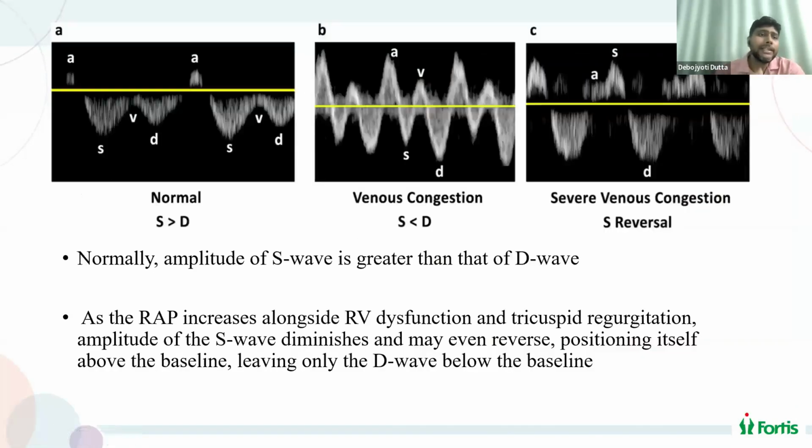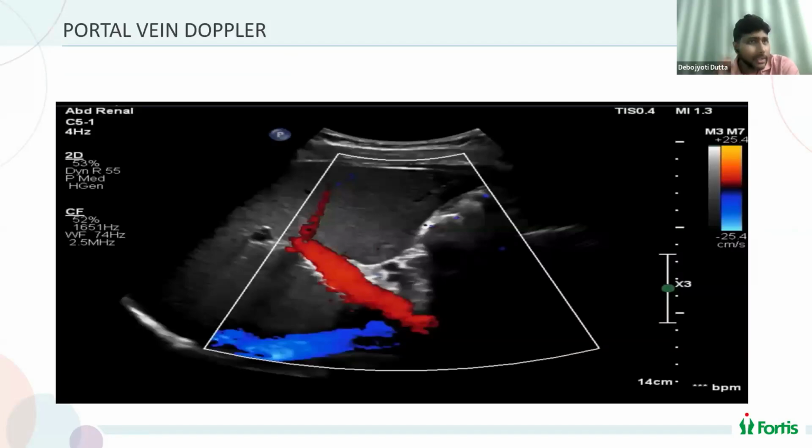So now, normally the S wave is larger than the D wave, but with congestion, if it is increased, S becomes less than D, and in severe congestion, reversal of the S wave will happen.